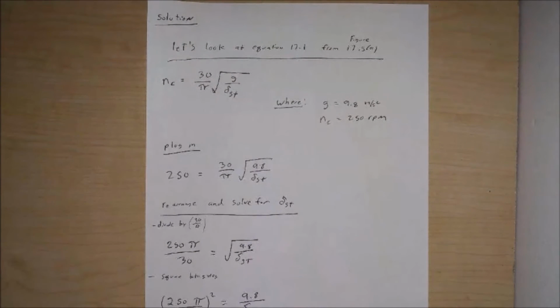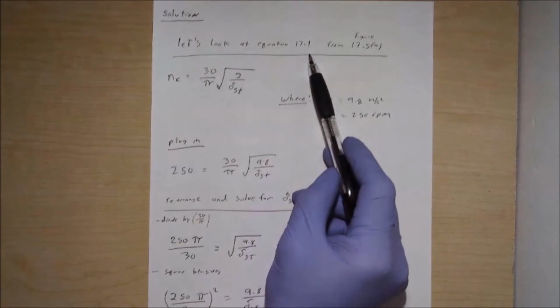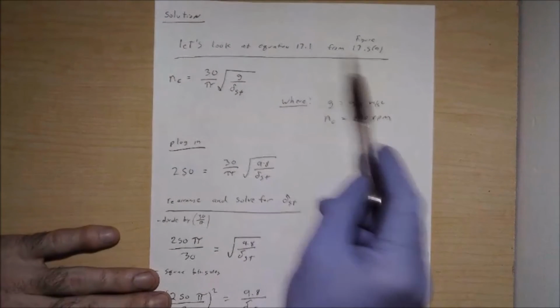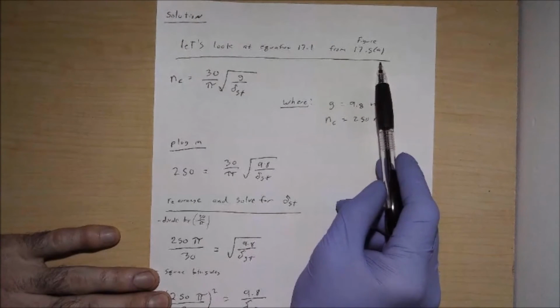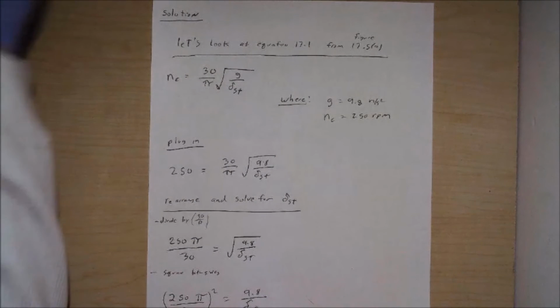So now let's take a look at our solution. The first thing we want to do is come up with our governing equation. In order to do that, we're going to take a look at equation 17.1, and this comes from figure 17.5a in our textbook. So we're going to jump over there now to figure 17.5a.